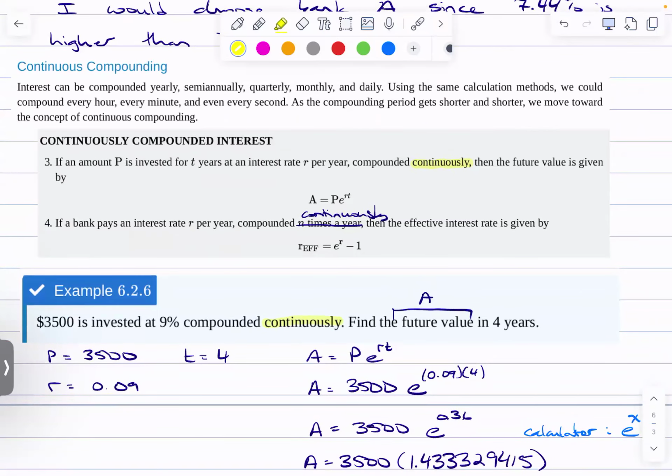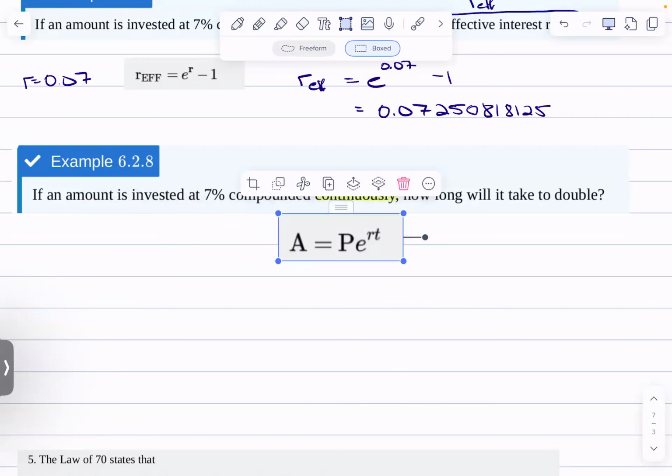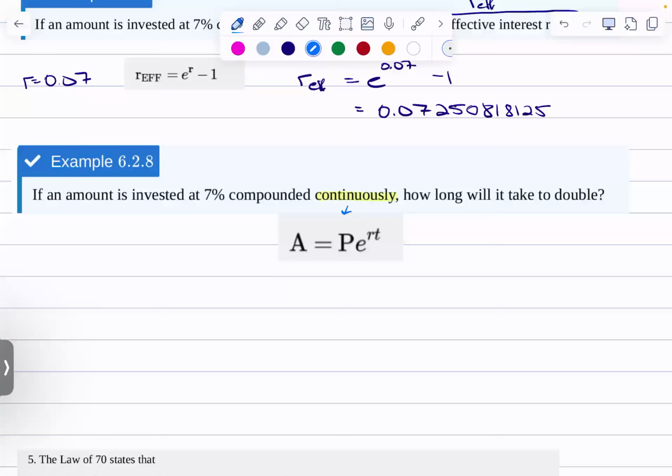A equals P e to the r t. r is 0.07. Okay. We're trying to find some t. How long will it take? We were told r is 0.07. But I still need A and P.